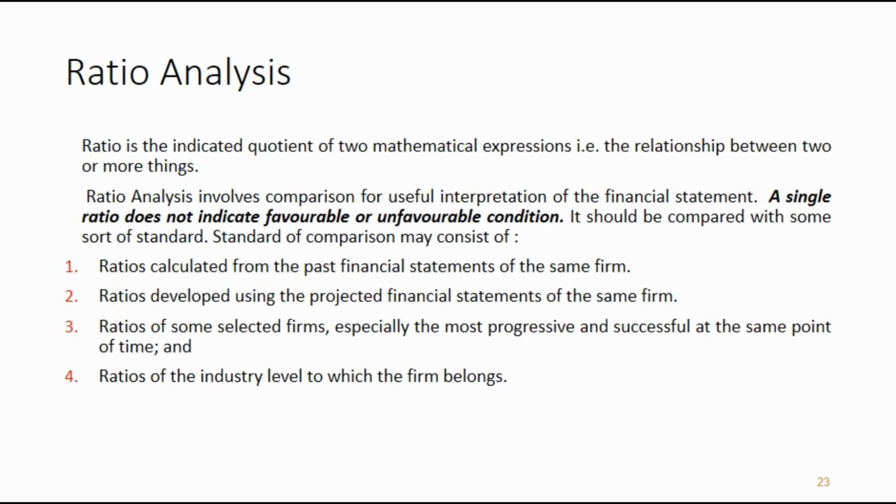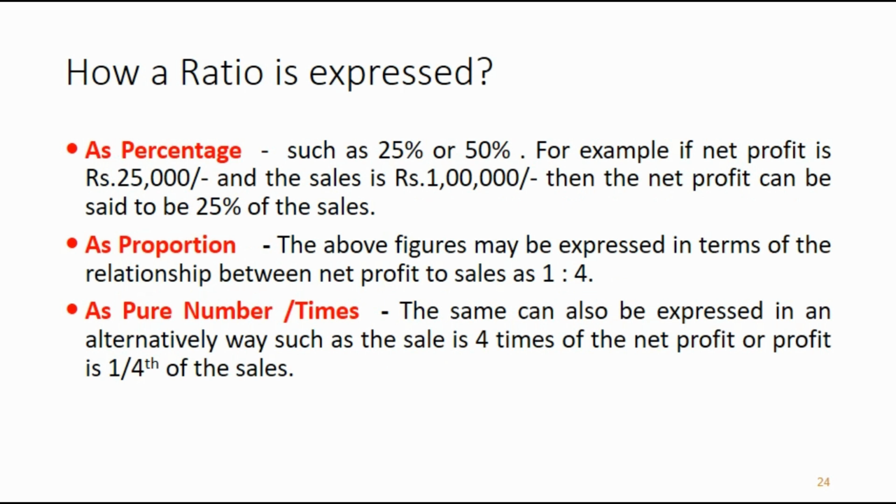A single ratio does not indicate a favorable or unfavorable condition. It should be compared with some sort of standard. Standards of comparison may consist of ratios calculated from the past financial statements of the same firm, ratios developed using the projected financial statements of the same firm, ratios of some selected firms, especially the most progressive and successful at the same point of time, and ratios of the industry to which the firm belongs.